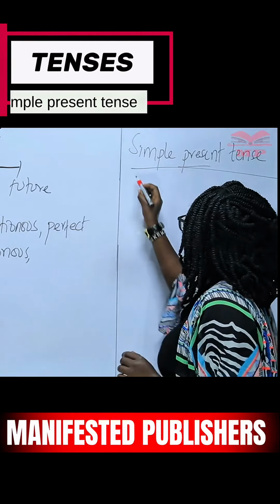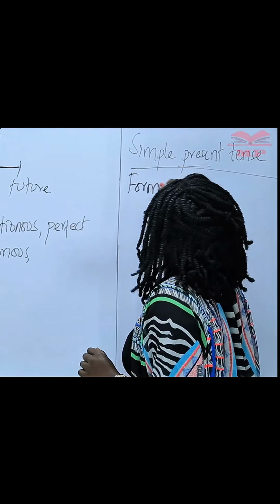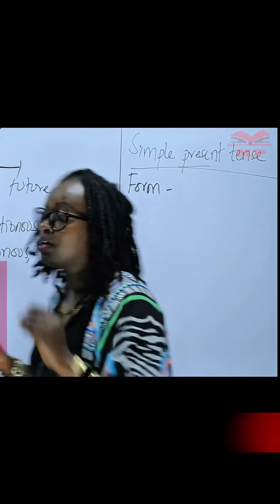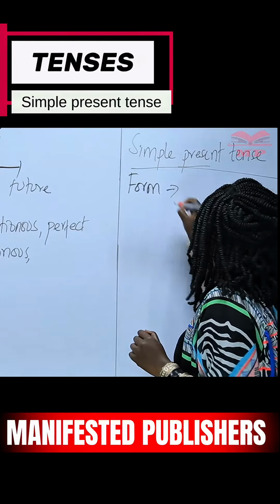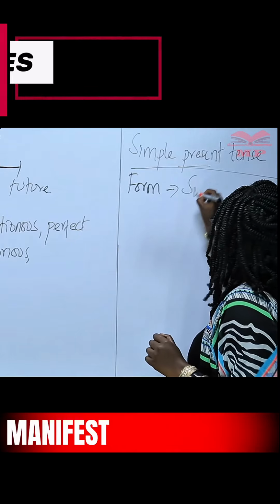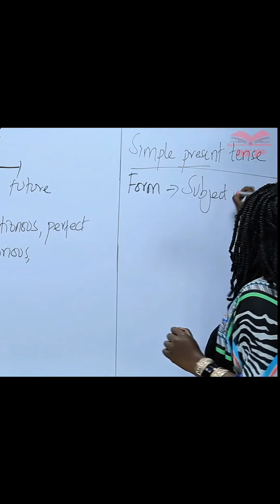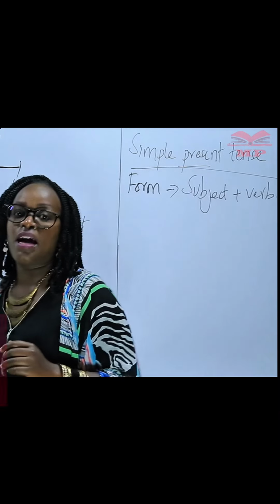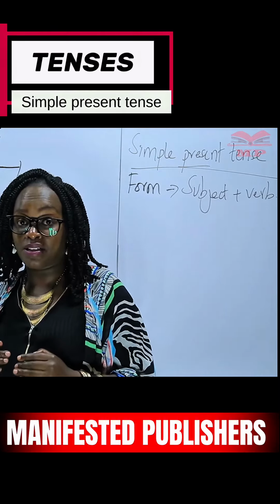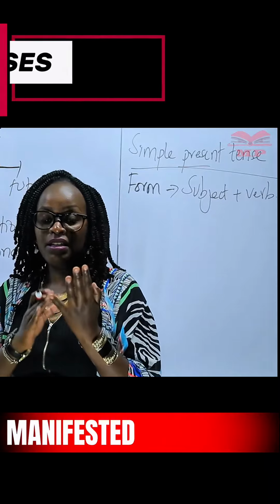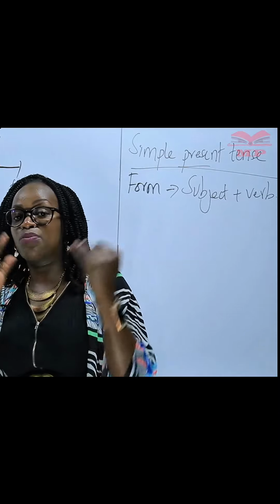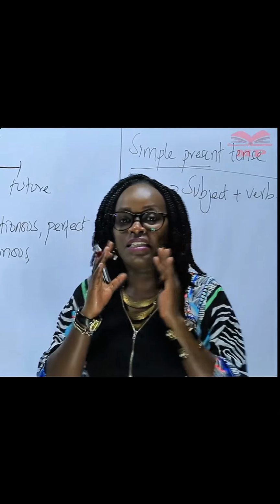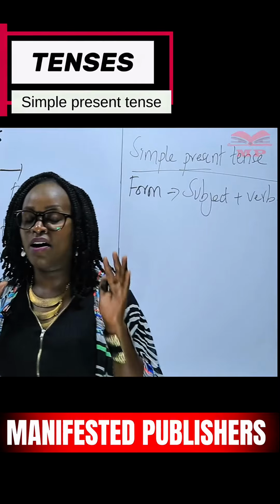So how do we start, first with the form? How do we form the simple present tense? So the simple present tense is simply formed by a subject plus a verb. At this point, I think all of us understand what a subject is. Basically, the subject is that part of the sentence that performs the action that is described by the verb, or it is the main topic of a sentence.